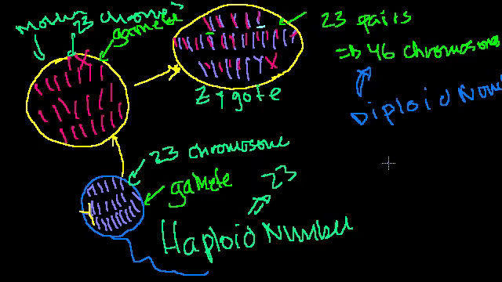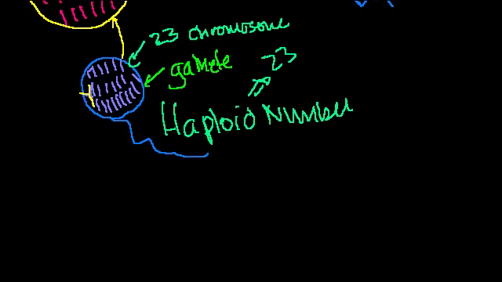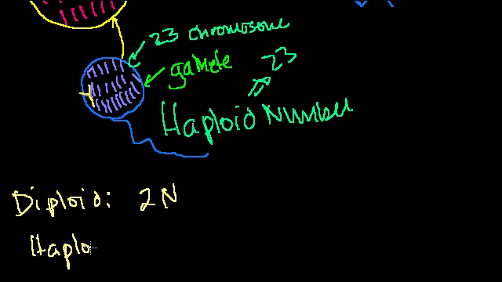You'll sometimes see this notation, so I want to make sure you're comfortable with it. For any organism, if the diploid number is 2n, then the haploid number is going to be half of that, or just n. Now, in the case of humans, the diploid number is 46. So n is equal to 23.